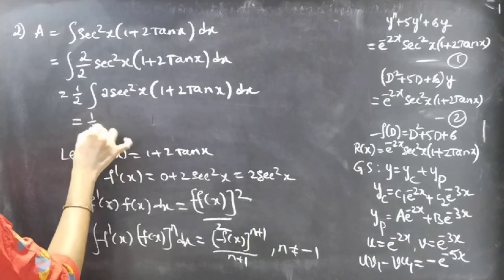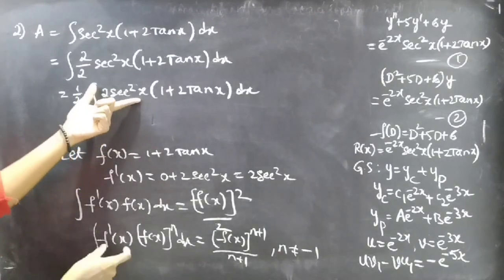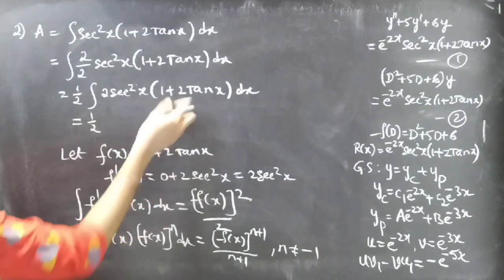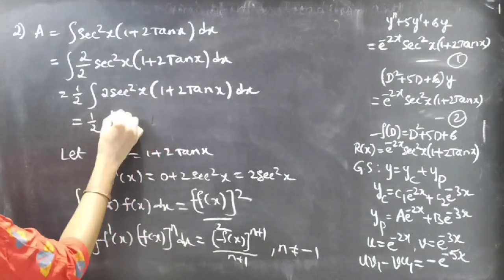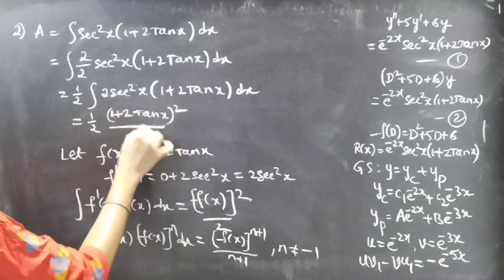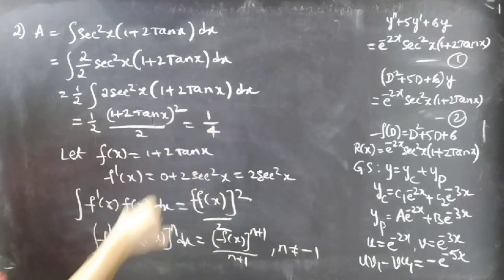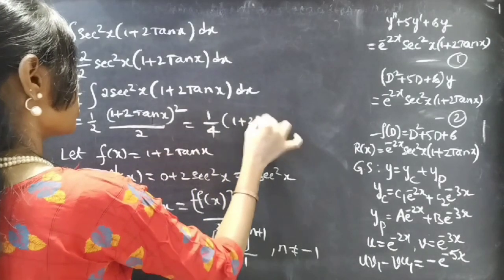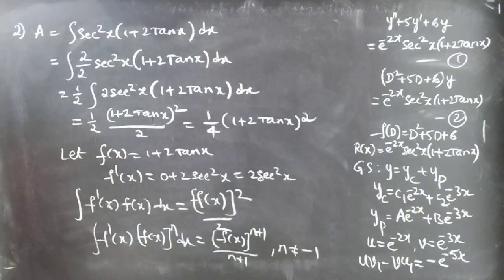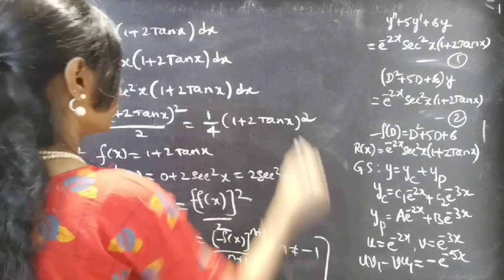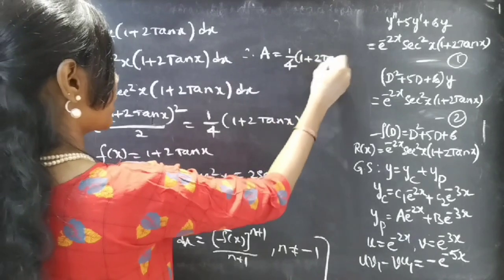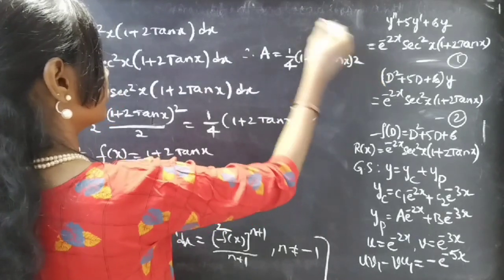This gives us 1 by 2 integral f dash of x into f of x dx, which is f of x whole square by 2. F of x is 1 plus 2 tan x, so we get 1 by 4 of 1 plus 2 tan x whole square, right? Therefore a equal to 1 by 4 of 1 plus 2 tan x whole square.